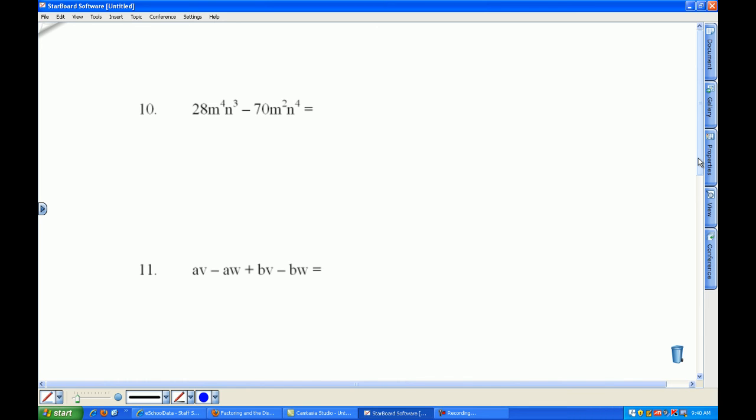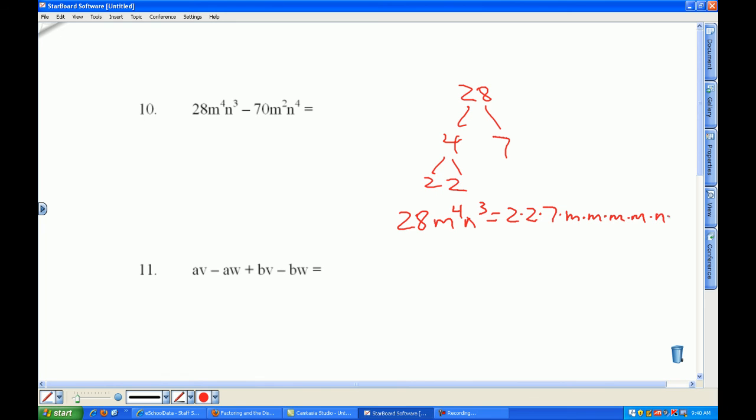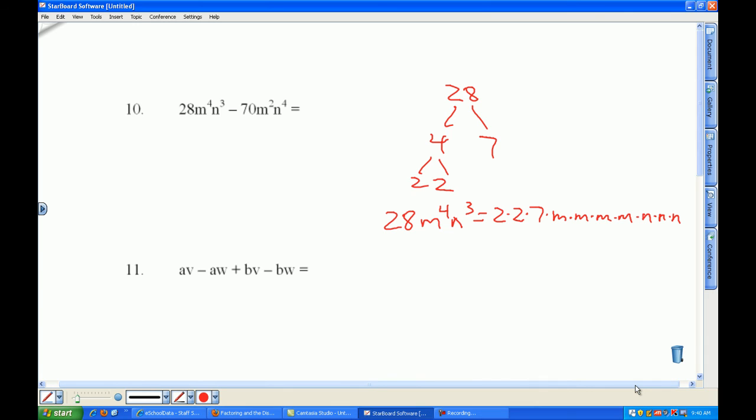Alright, problem 10. In problem 10, we have 28 and we have 70. So what a great opportunity to do a factoring tree, just to review that. 28 is 4 times 7, 4 is 2 times 2. So 28 m to the 4th n cubed is going to be 2 times 2 times 7, and then we have 4 M's and 3 N's.